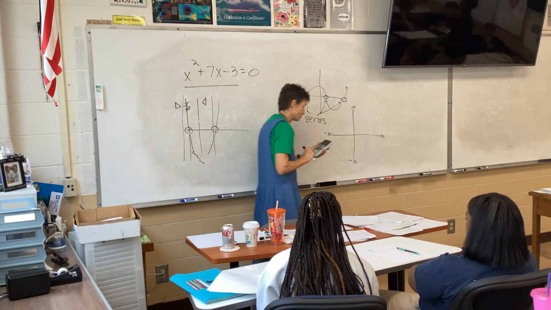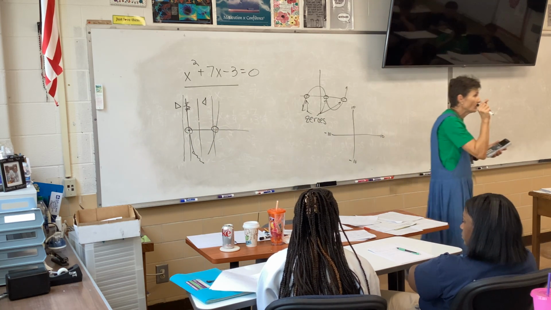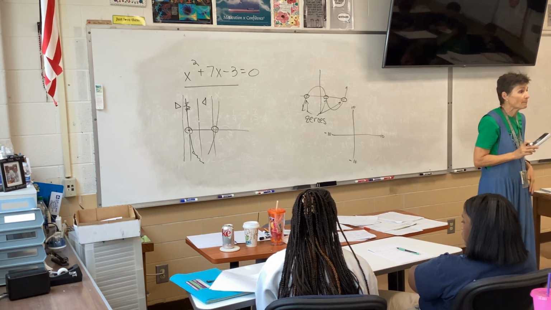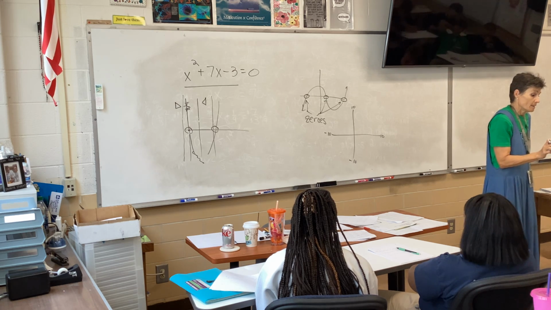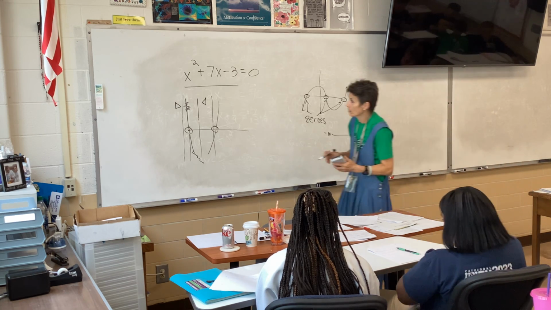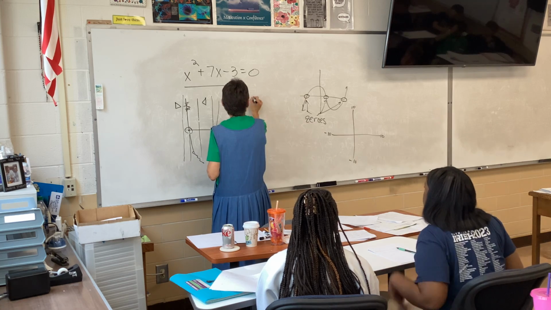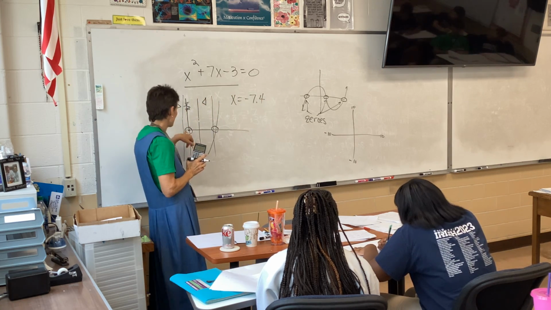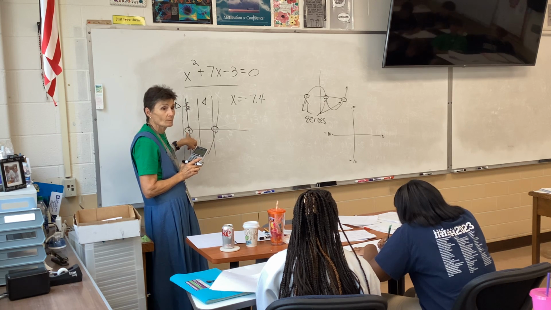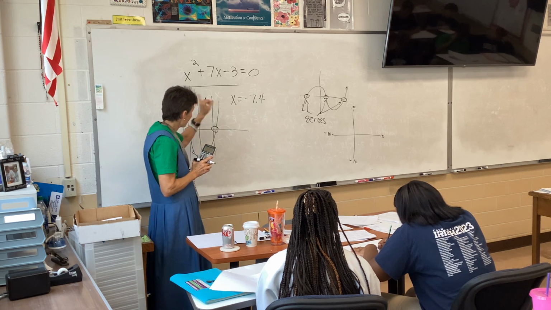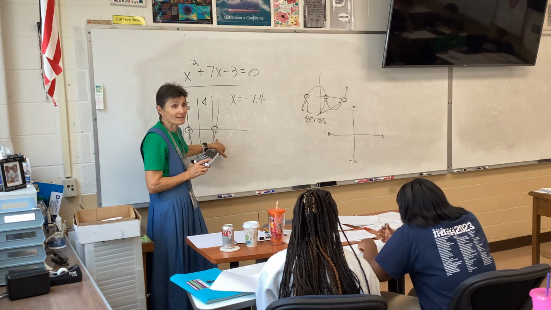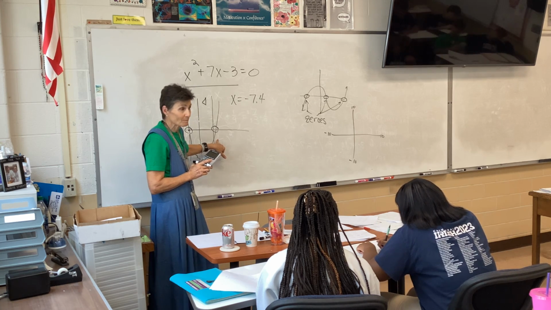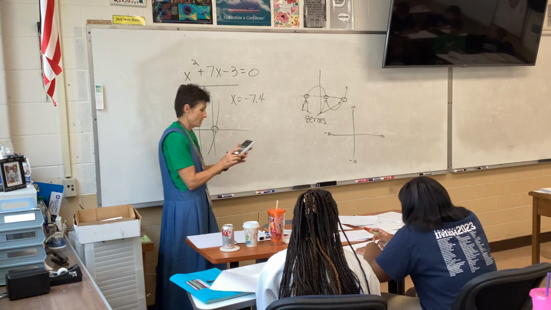Press enter, and you will come up with a 0. What does it say? Negative 7.4. So one of your roots is negative 7.4. That's this one right here. Now we're half done because we still need to find the other one. So we start all over.